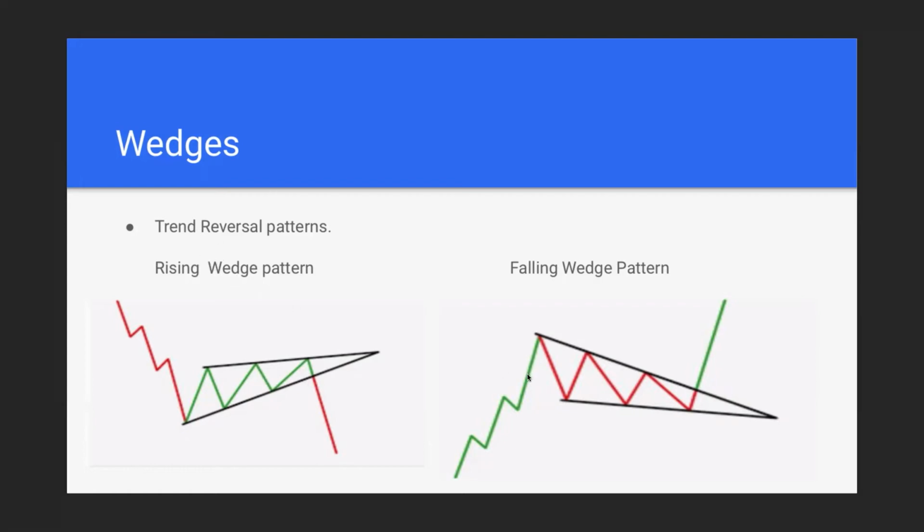Similarly, the falling wedge, you see something falling down, and then it goes up, okay? This is the opposite of triangles, okay? So whenever you see a wedge, you want to be a little bit cautious. It's not a continuation pattern, it's a trend reversal pattern, okay? Just wanted to bring that up.